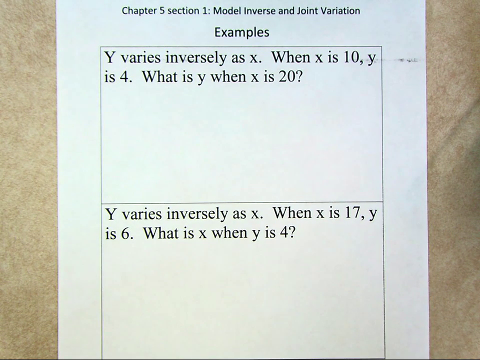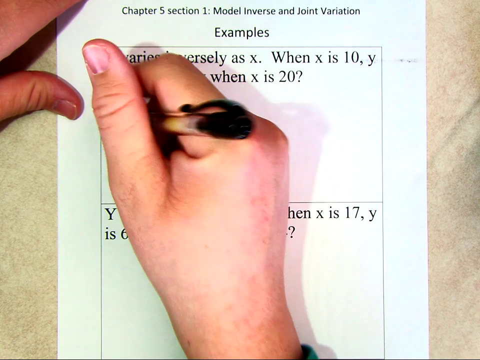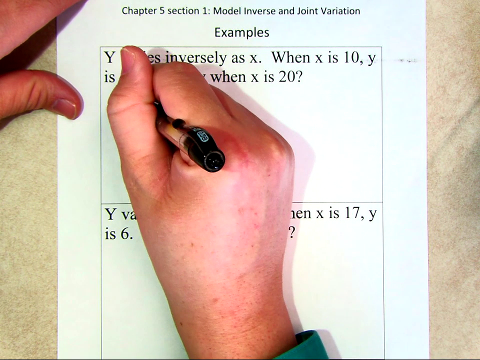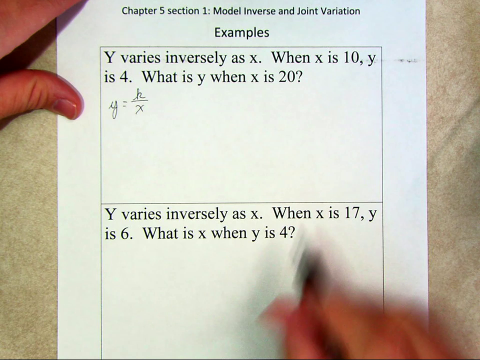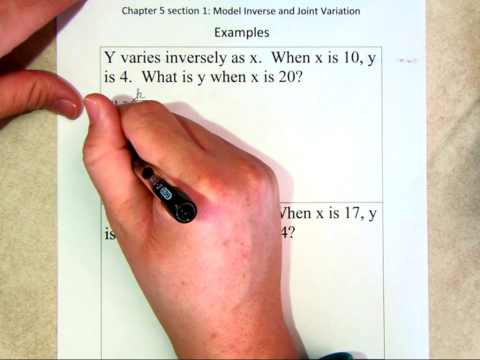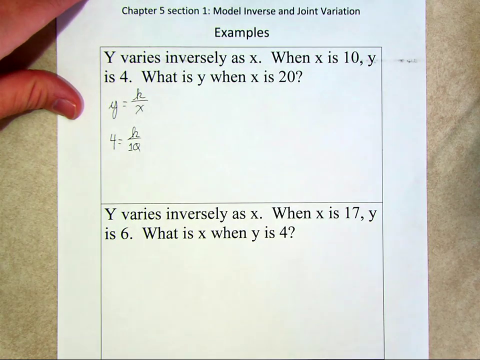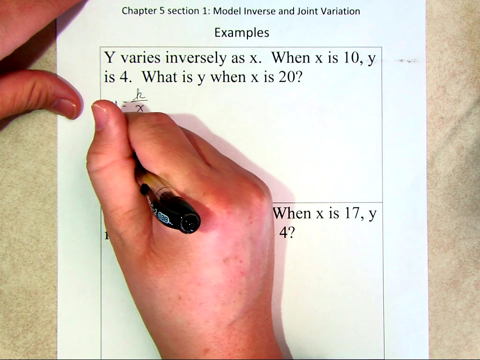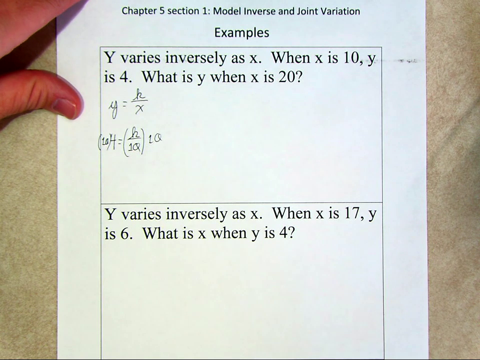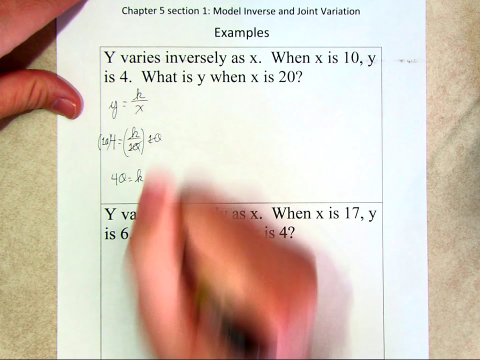Well, there they are. Now it says here, y varies inversely as x. When x is 10, y is 4. Now I'm going to use the first version to show you how to do that. So y equals k over x. Plug it in. When x is 10, y is 4. So here we go: 4 equals k over 10. We're going to multiply both sides of the equation by 10. 4 times 10 gives me 40. The 10s over here cancel out, so k is 40.